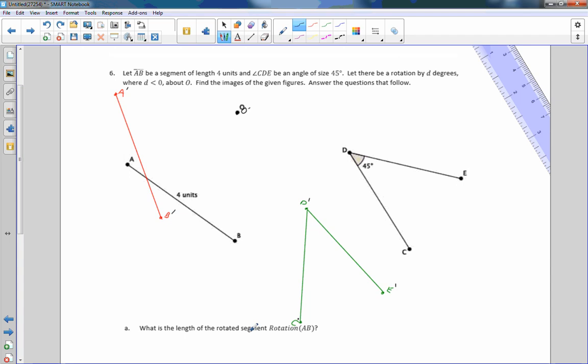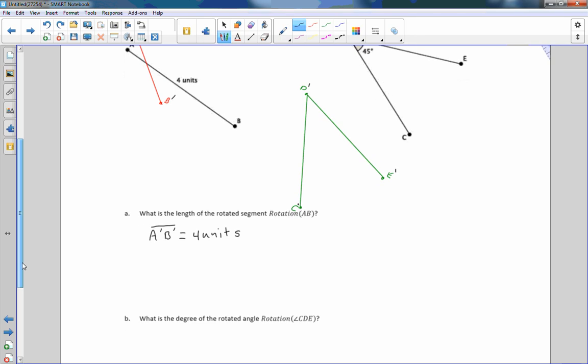And then A says, what is the length of the rotated segment AB? In other words, how long is A prime B prime? So I would say segment A prime B prime, naming it properly, with a line over it. Segment A prime B prime equals 4 units. Even though it's been moved, I rotated it, the length did not change.